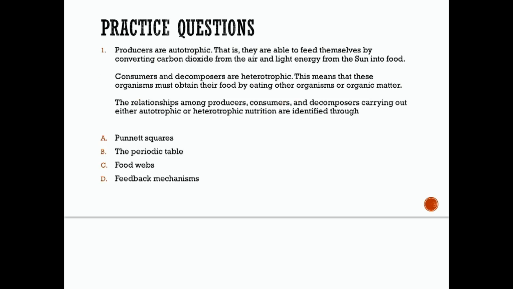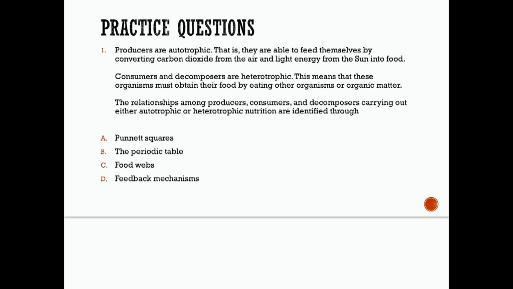Okay, so for some practice questions. Number 1, producers are autotrophic. That is, they are able to feed themselves by converting carbon dioxide from the air and light energy from the sun into food. So you could call producers autotrophs. Consumers and decomposers are heterotrophic. So you could call consumers heterotrophs. This means that these organisms must obtain their food by eating other organisms or organic matter.